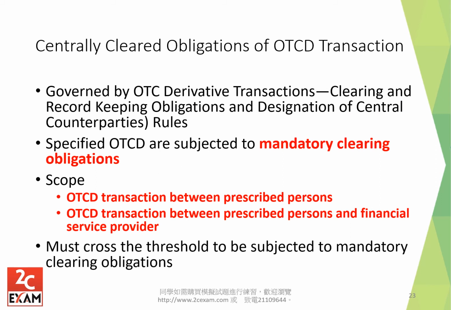Centrally cleared obligation of OTCD transaction. It is governed by OTCD derivatives transactions, clearing and record-keeping obligations, and designation of central counterparty rules. Specified OTCD: some specific OTCD transactions are subjected to mandatory clearing obligations. That means they must be centrally cleared. So what's the scope? The scope covers OTCD transactions between prescribed persons and OTCD transactions between prescribed persons and financial service providers. Once again, it must cross the threshold to be subjected to mandatory clearing obligations. If such threshold is not being crossed, then no mandatory clearing obligation at all.